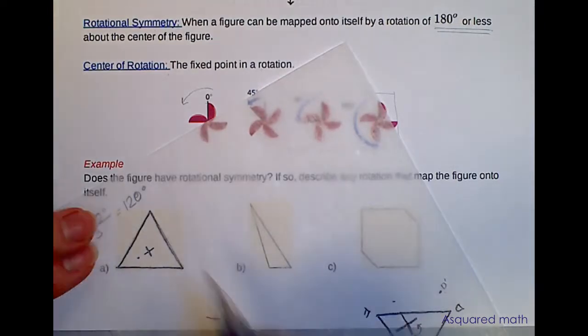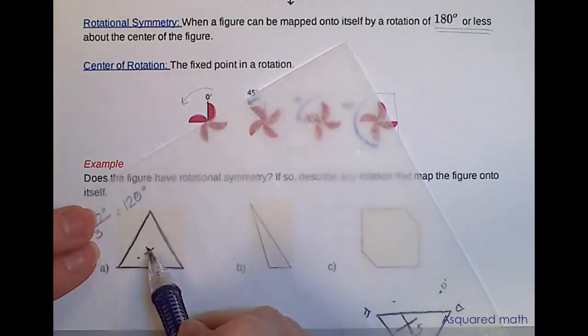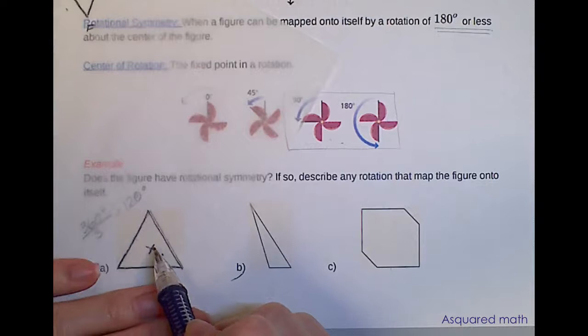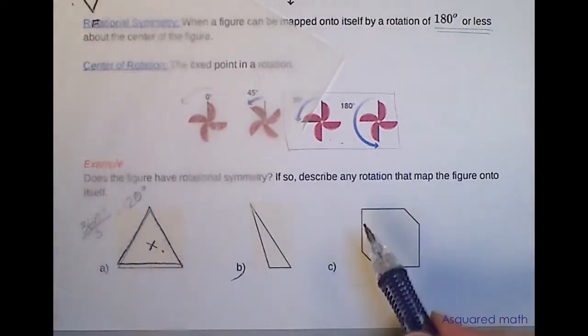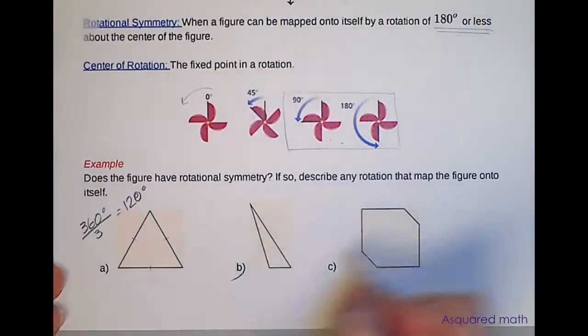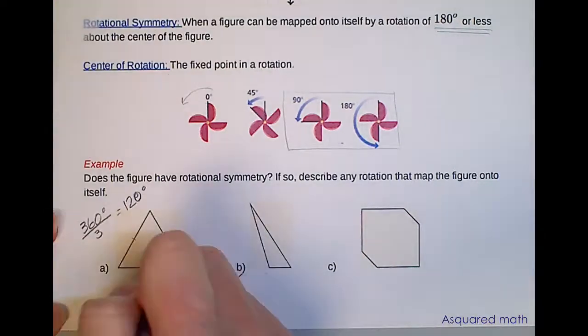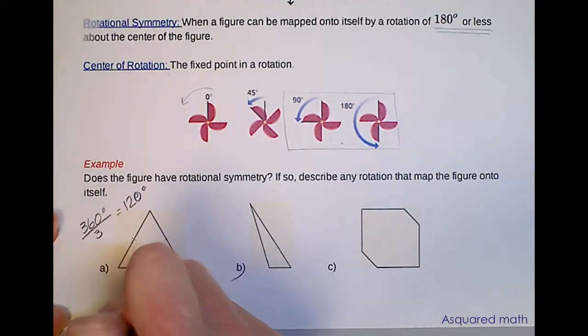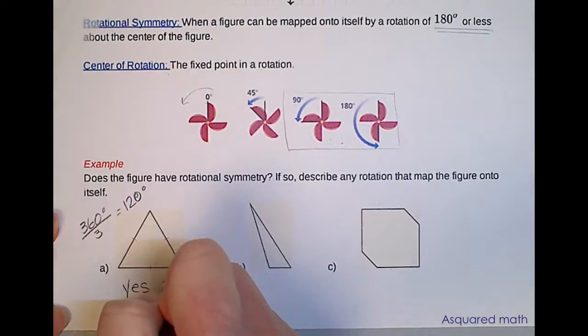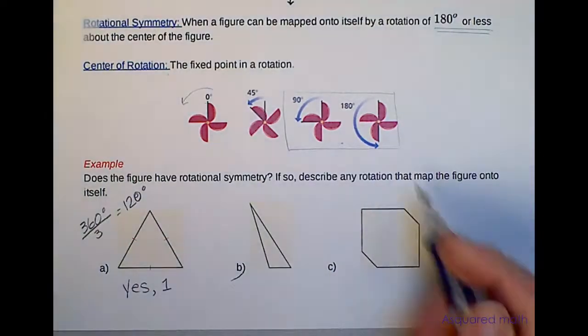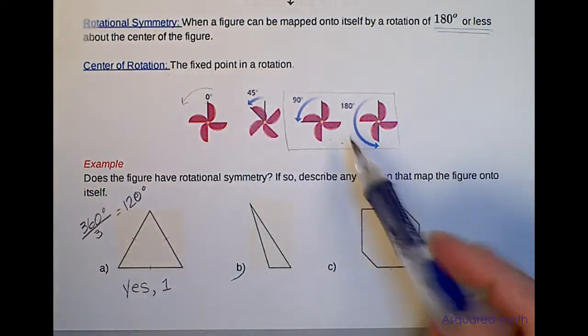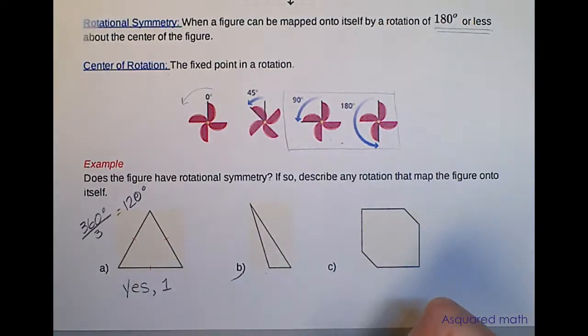And the next time we meet back up to have this same figure, we're going to have rotated 240 degrees, which is more than 180 degrees. So there is one set of rotational symmetry, so yes, and it's 1. Because the second time we hit the exact same figure, we're over that 180 degree mark.